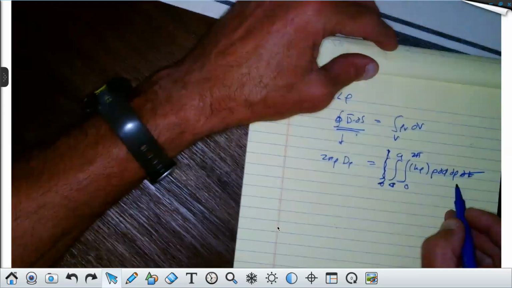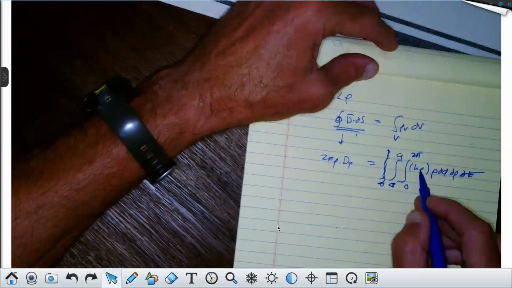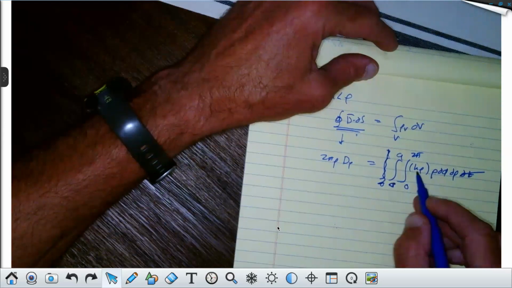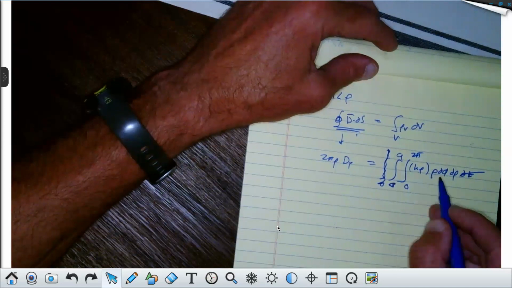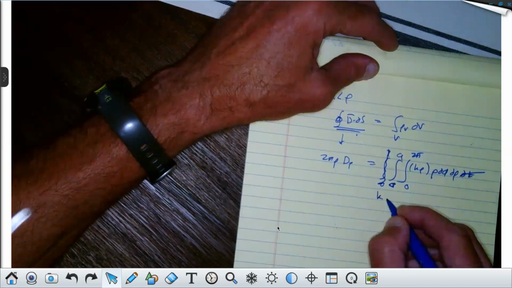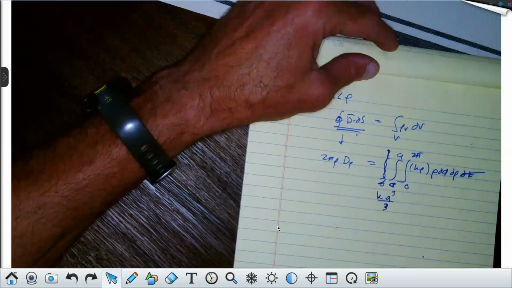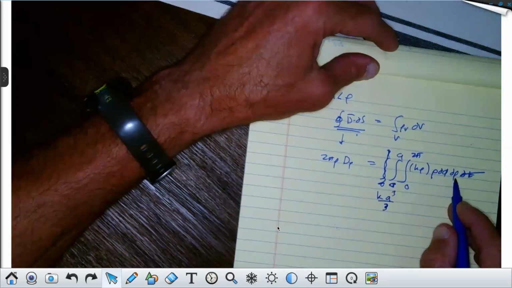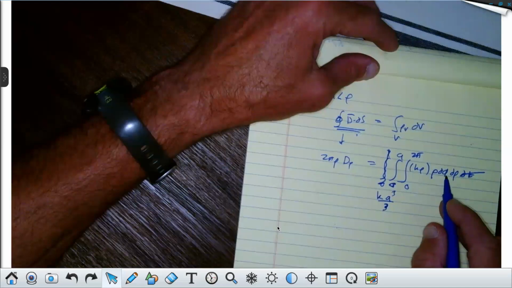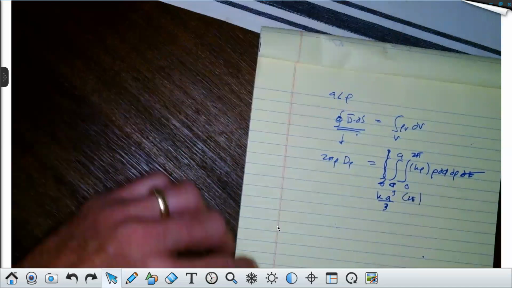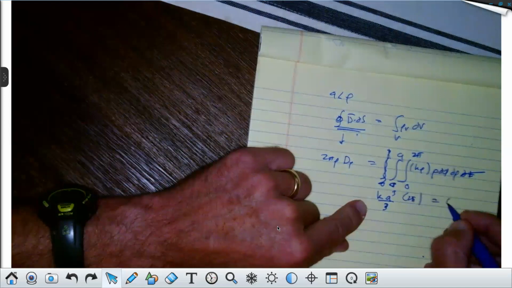Now, here we have the next one, the rho integration. Well, we have k rho squared. When we integrate that, we would get k rho cubed over 3, right? Evaluated from 0 to a would be k times a cubed over 3, right? And then finally, the phi integration, d phi integrated is phi from 0 to 2 pi, which is 2 pi, right? So that is the amount of charge inside. Agreed, everyone?